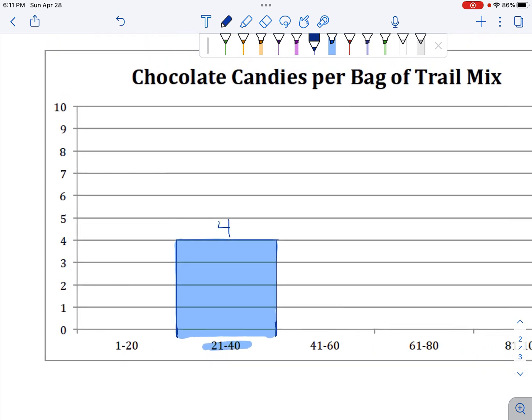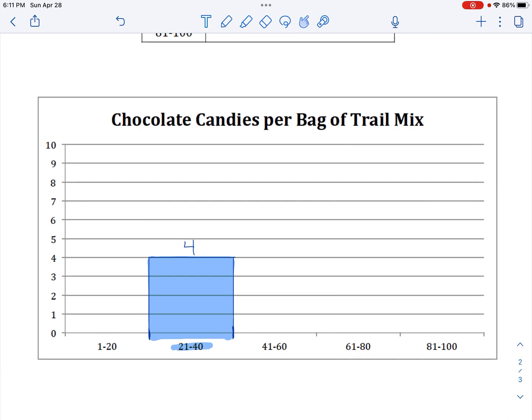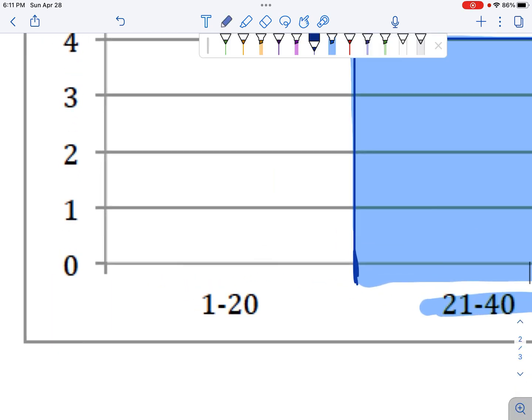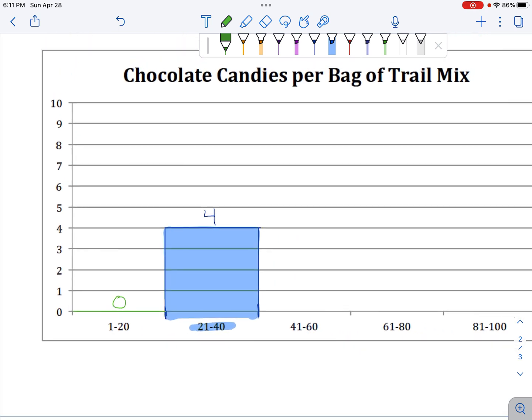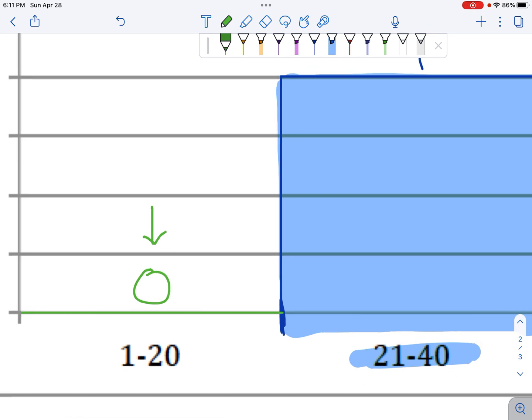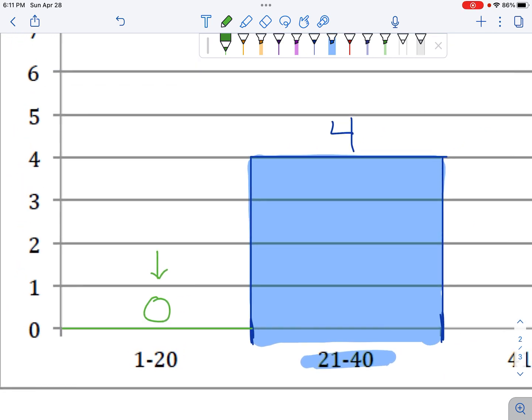Your job is to finish. Oh, wait a second. We actually didn't do the first one. 1 to 20. Let's go back and look. Oh, that was 0. So what we need to do here is actually make a line going from side to side. All right, and it needs to just stay right there on the line. So I'll move it up just a little bit. There we go. And then I'll write 0. You need to do that so that way, with that 0 written right here, people know that the value is 0 and not that you just missed it.